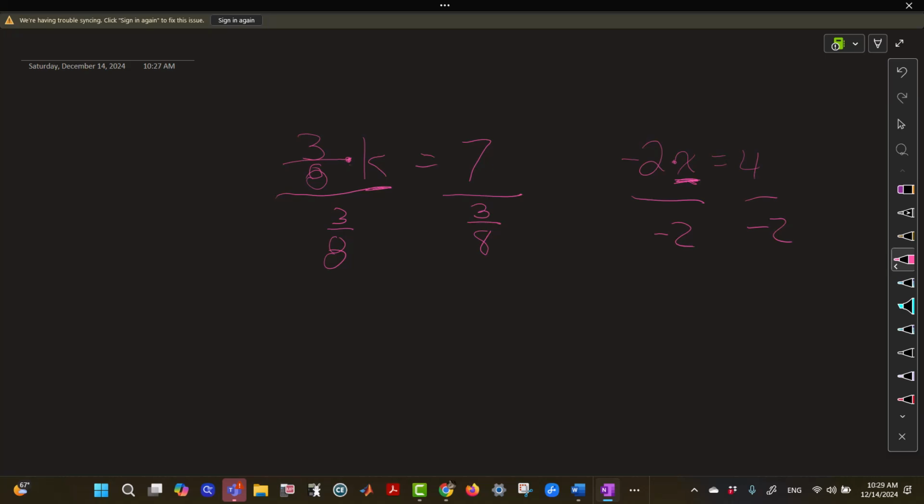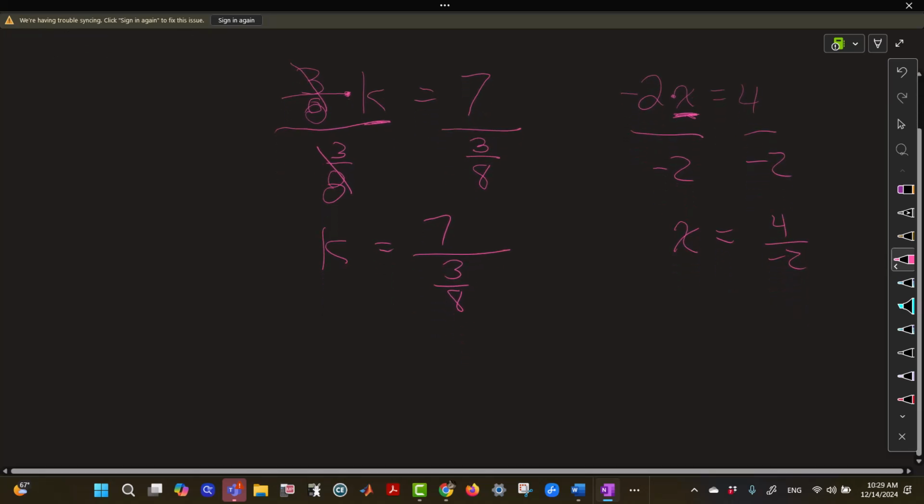So those undo each other. Times 3/8 divided by 3/8, they undo each other. So then on this one, since they undid each other, I just have k equals 7 divided by 3/8. And on this side, the times negative 2 and divided by negative 2 undo each other. And I have x equals 4 over negative 2.